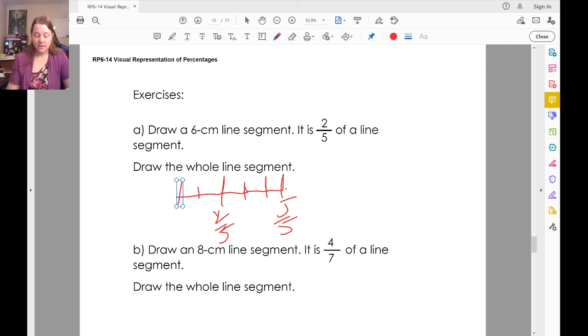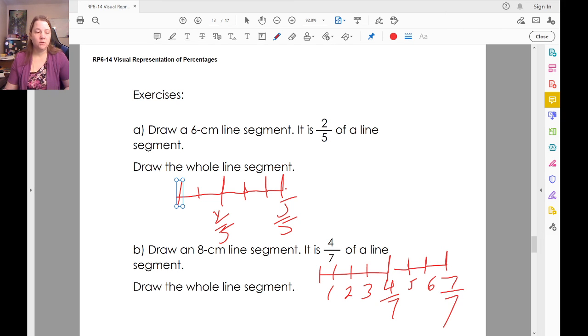For the 8-inch line segment, it would be 4/7. So if this is 4 parts of 7, you still need 3, 2, 1. So I would split this 3 ways, and then you need to get to 7 parts to make a whole. 5, 6, 7. And that's roughly what it should look like.